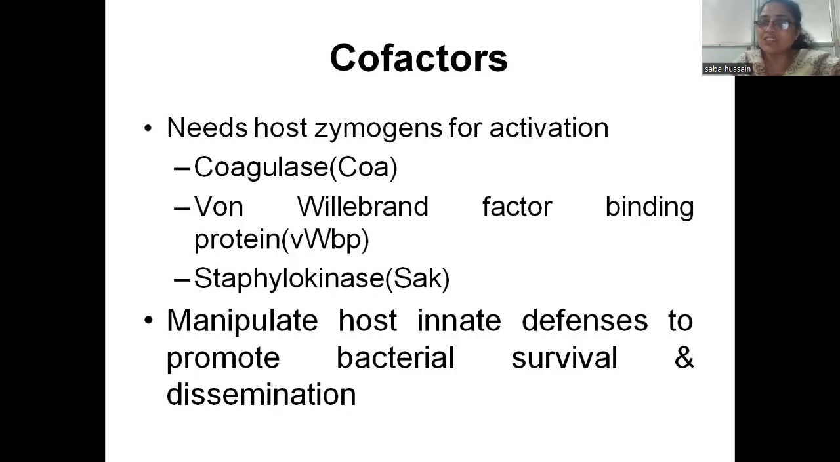What are innate defenses? Again, you can go to my immunology lectures and get it clear. Once it is clear, then you will know how these cofactors manipulate the innate defenses to promote bacterial survival and dissemination. Their number will increase because this way they will be taking the host machinery, using it, getting nutrition from it, and then they will multiply in number and disseminate, become more infectious.